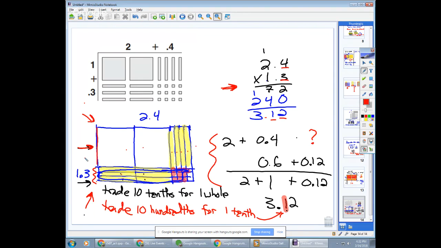All right, so 3 things for each problem. Draw the picture, write out the expanded version, and then write out the standard version of the multiplication. And then I think they give us some more to do down below.